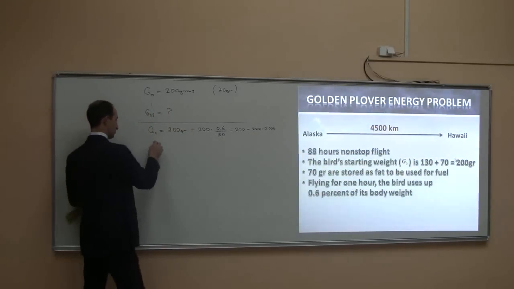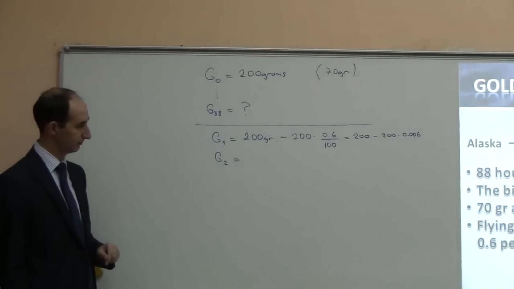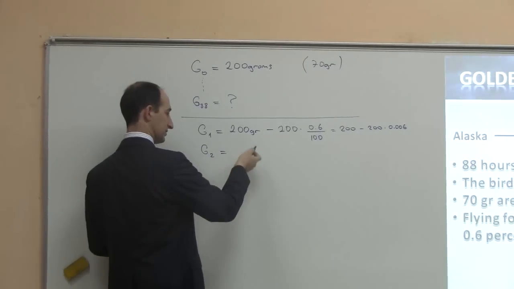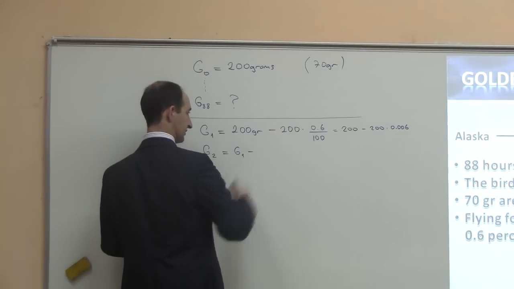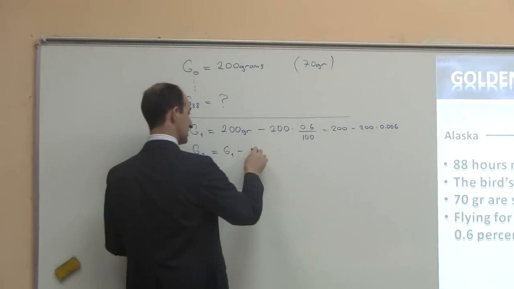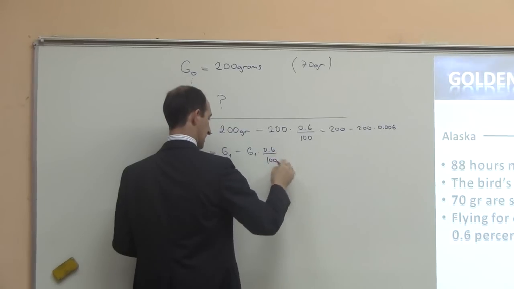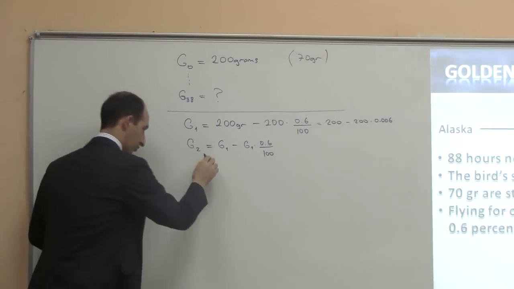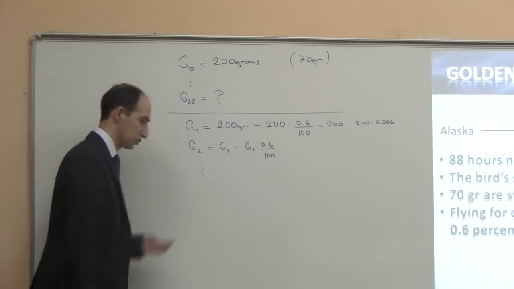What about G of 2? G1 minus what? Minus G1 times 0.6. Yes, you are right. Minus G1 times 0.6 over 100. It gives you G of 2. But of course, we won't do it like that. We will find G3, G4, and so on. It's a long journey for us.